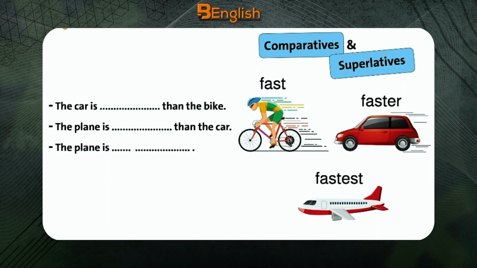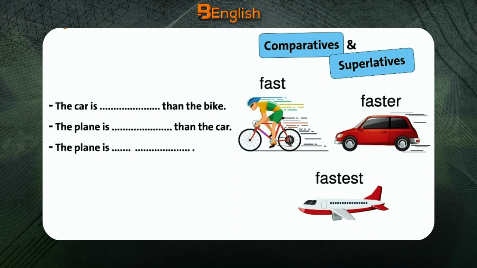Number 1, the car is faster than the bike. Here I am comparing, أنا أقارن the car and the bike, السيارة والدراجة. The car is faster than the bike. So I use the comparative in number 1 because I have the car and the bike, two objects, and I'm using than. Number 2, the plane, الطائرة, is faster than the car, من السيارة. The plane is faster than the car. Again, in example 2, I am comparing the plane and the car. So I use faster than the car.